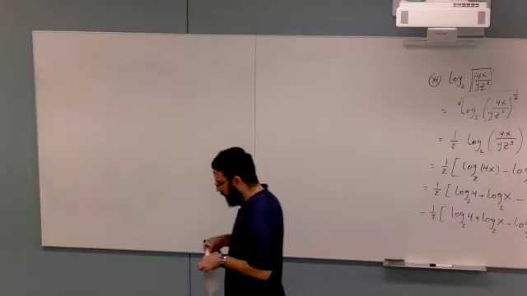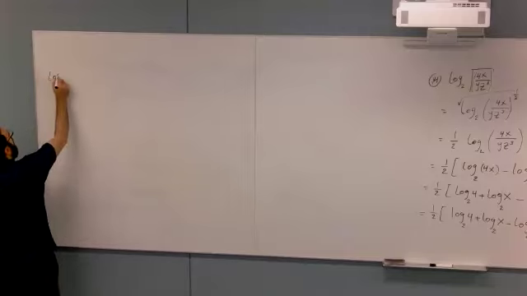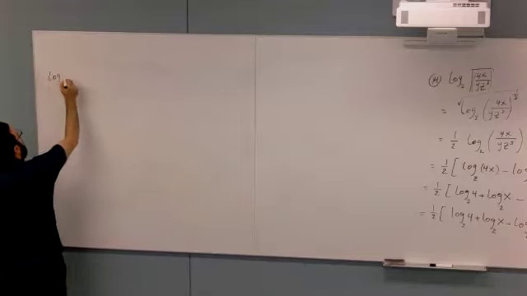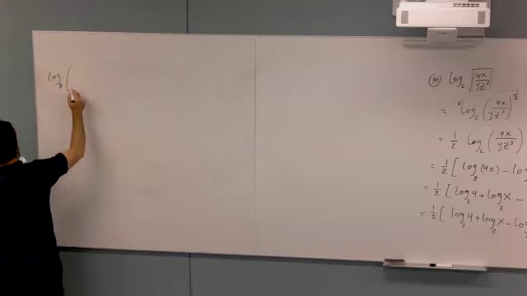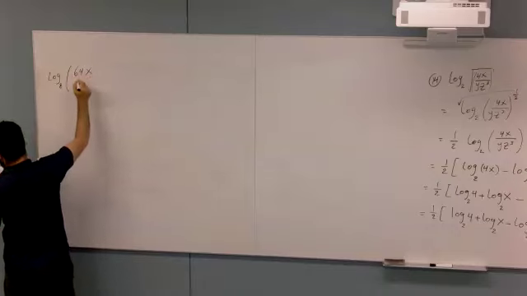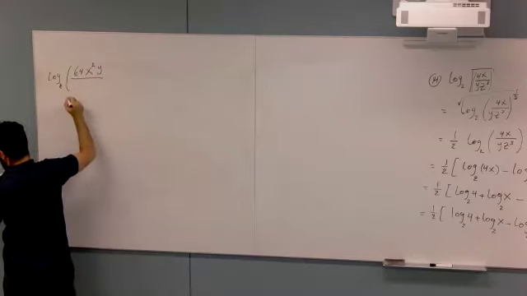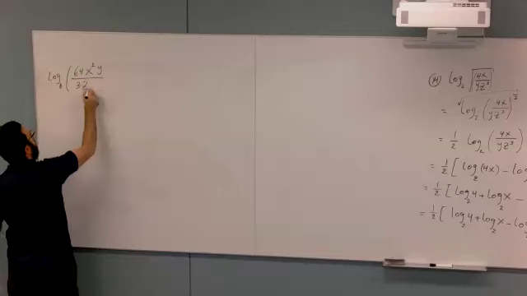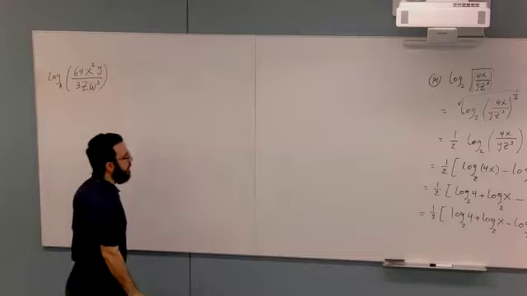So number 15, it says log to the base 8, 4x squared y divided by 3z cubed. Can we do the same thing?